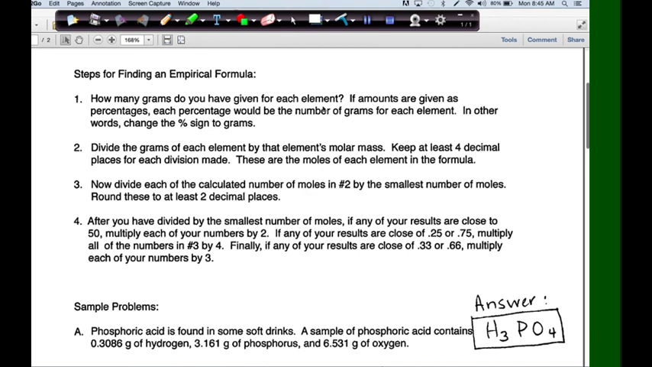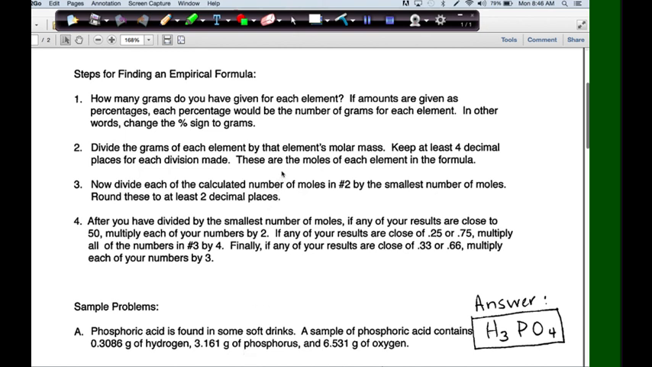And so step number one says, how many grams do you have given for each element? If amounts are given as percentages, each percentage would be the number of grams for each element. In other words, change the percent sign to grams. Well, in sample problem A, there are no percent signs, so I don't have to worry about it. I'm already ready to go. I go on to step two.